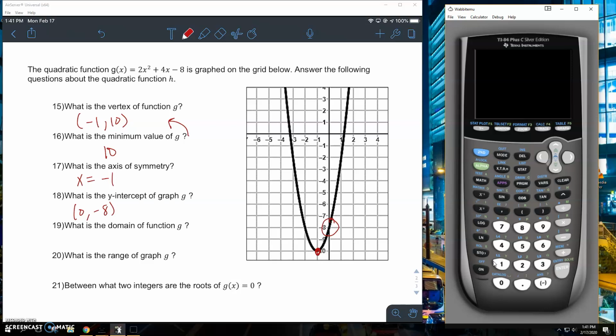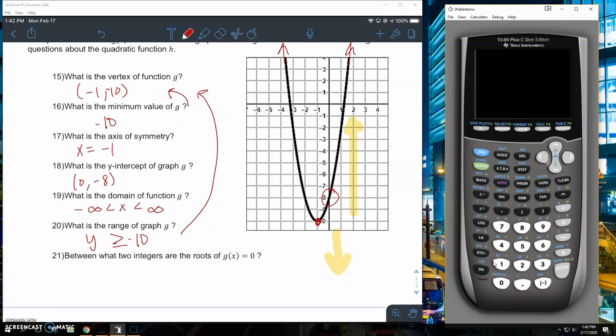What is the domain? Domain of quadratics are -infinity to +infinity, because domain is your x values, and this has arrows, so left to right is going to continue going on forever. What is the range? The range is y, and it's the y value of your vertex. And I'm asking myself, is my graph greater than -10, or is it less than -10? Well, this opens up, so it's greater than or equal to -10.